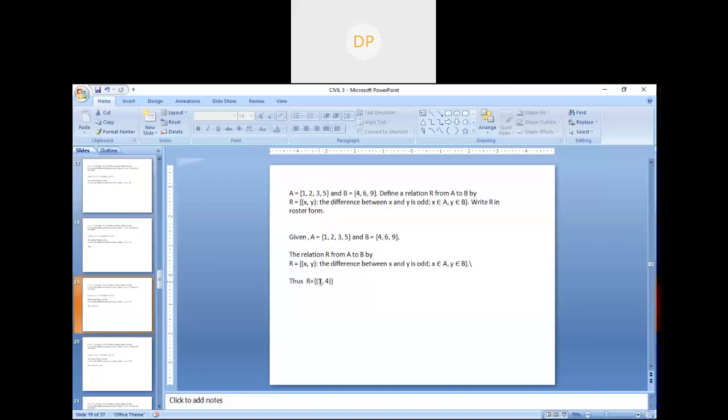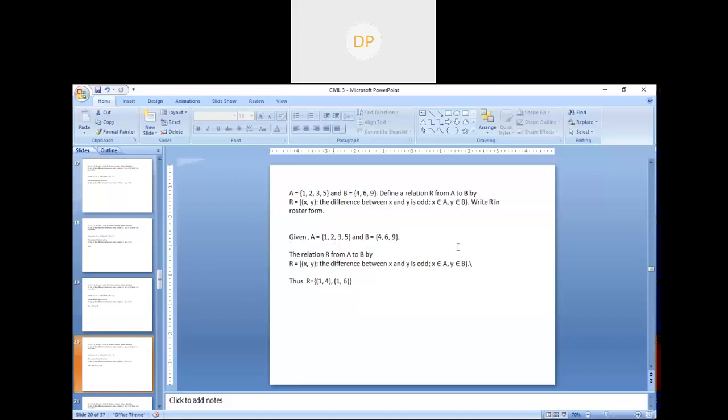R is equal to, first element is (1, 4). So if I select 1 from A, then (1, 4). Next (1, 6). Can I include (1, 6) according to this definition? Yes. Next, can I include (1, 9)? No, because the difference will be 8, which is an even number. So 1 is gone.